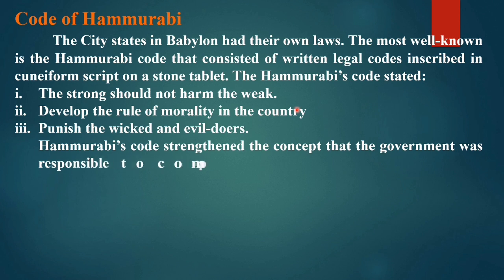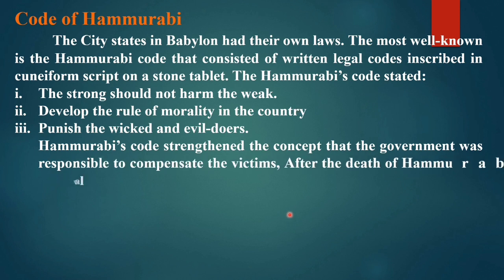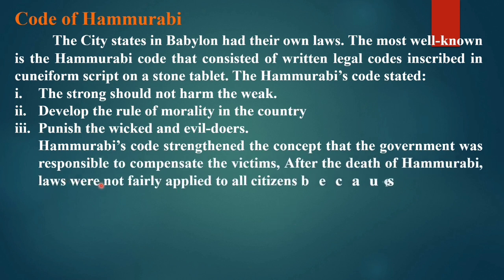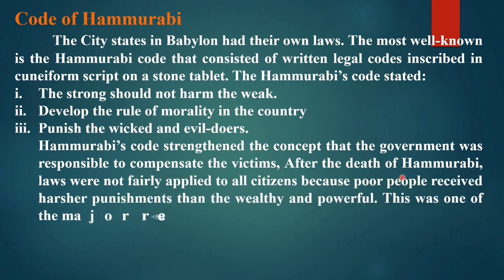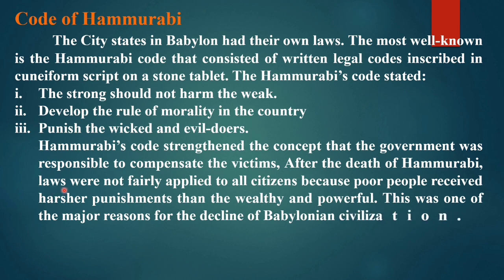The Hammurabi Code strengthened the concept that the government was responsible for compensating the victims. After the death of Hammurabi, laws were not fairly applied to all citizens because poor people received harsher punishment than the wealthy and powerful. This was one of the major reasons for the decline of Babylonian civilization.